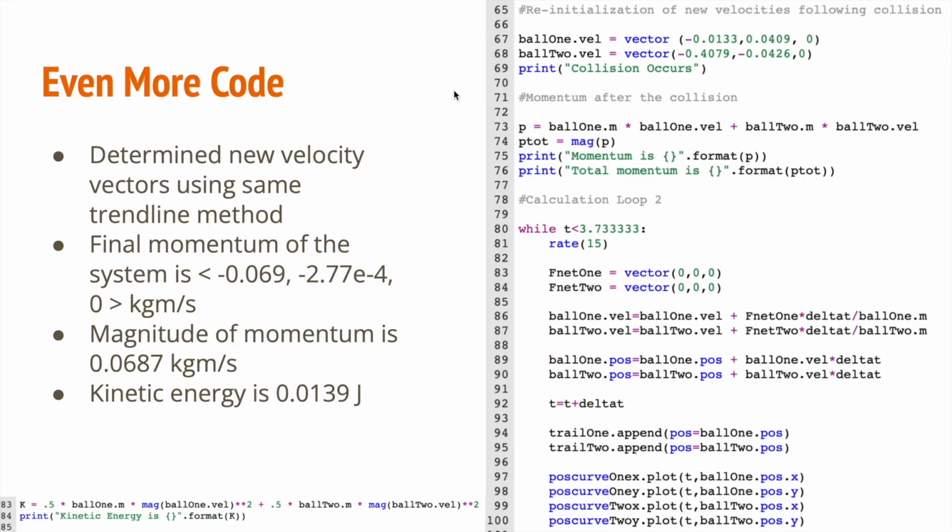I determined the velocities after the collision using the same trend line method in Excel, using the first few points for the blue ball and yellow ball to determine their new velocity. I used the same formulas as before the collision, but made it so that it was for when time was less than 3.733, which is when the video ended. These calculations gave me the final momentum and the final kinetic energy.